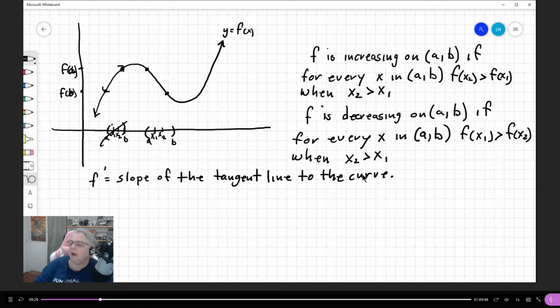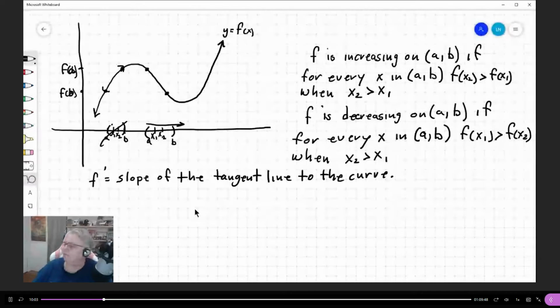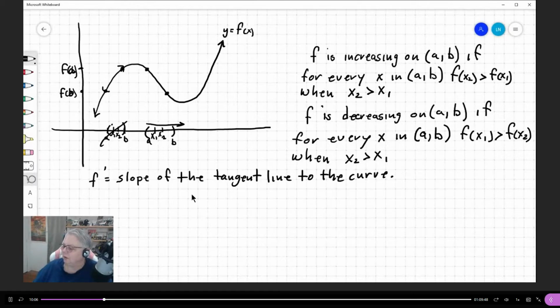No, because we always talk about x increasing. So you always start at x1 and move to x2, which means x2 is always greater than x1. You always move x in this direction. The function could go up or down, but x always moves to the right. So x2 is always greater than x1 when you're talking about a function being increasing or decreasing. Okay, no problem. That's a confusing point for almost everybody.